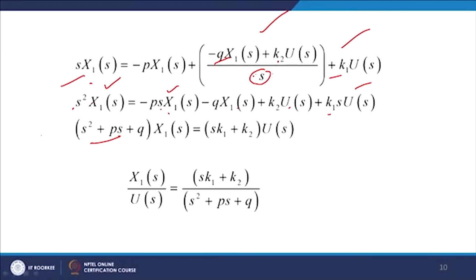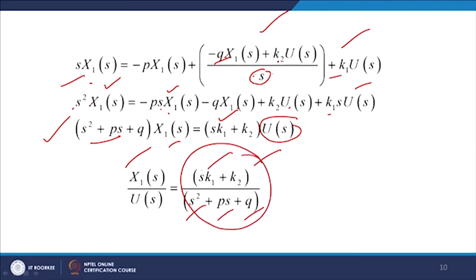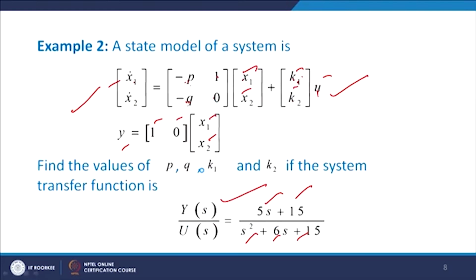So the terms related to x1 of s we have taken on this side, and the terms with respect to u of s we have taken on this side. Now see here, x1(s)/u(s) will be (s k1 + k2)/(s² + ps + q). So this is the equation we have obtained, and you have been given this equation. You will find that there is a similarity between these two equations.